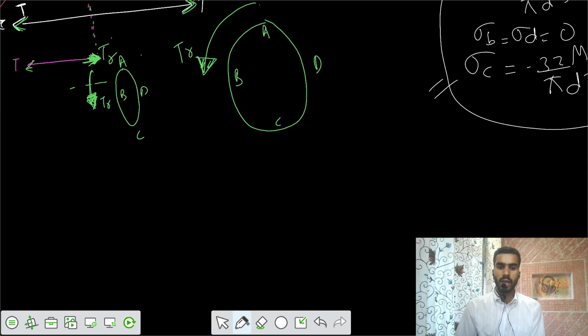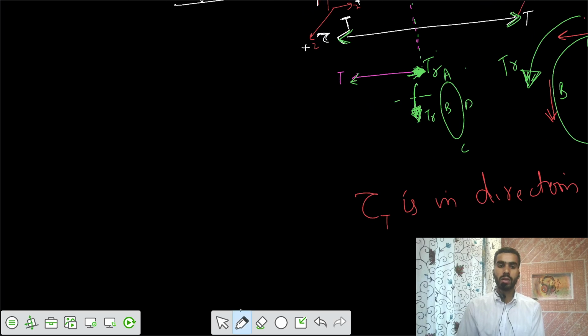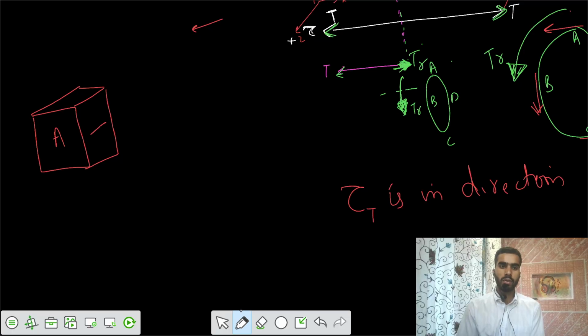Now we have 4 points, and our critical thing is that the direction of tau because of torsion is in the direction of that resisting torque. That's tangential, we know that's tau tangential. So this is your tau direction. If you take those 4 points, this is your point A, and the direction is in this fashion. I have to take on this plane direction in this way.